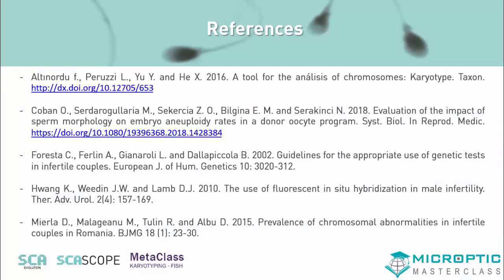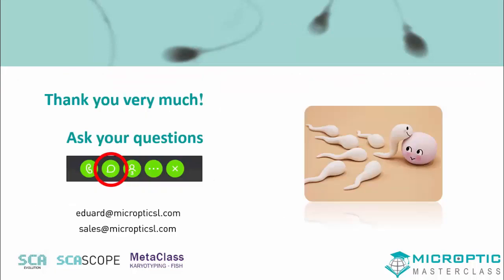And here you can see some references of articles that are talking about karyotype and FISH related with infertility, male infertility. Okay. And this is all for today.